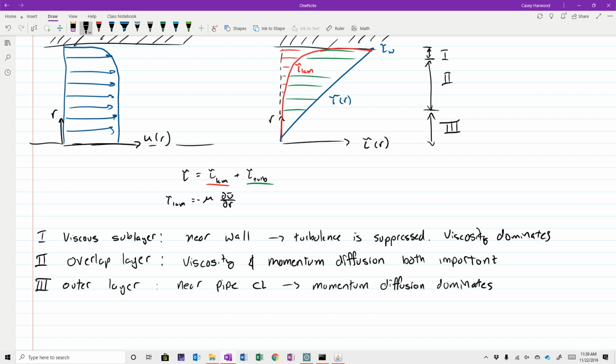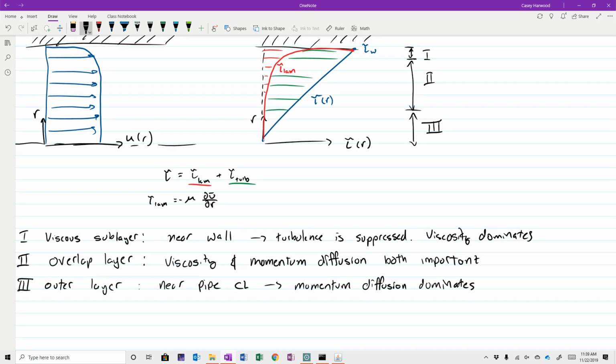So all of this is to say that out in the viscous sublayer, tau laminar is much greater than tau turbulent. In the overlap layer, tau laminar is about equal to tau turbulent, or at least of the same order of magnitude. And then near the center line, in the outer layer, tau turbulent is much greater than tau laminar.